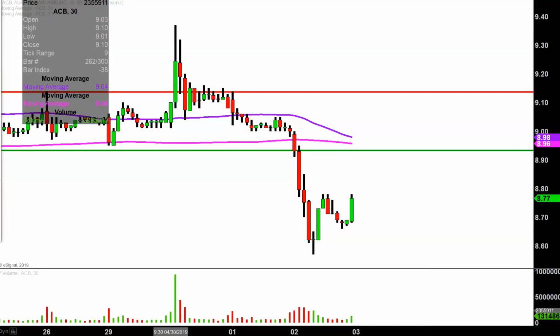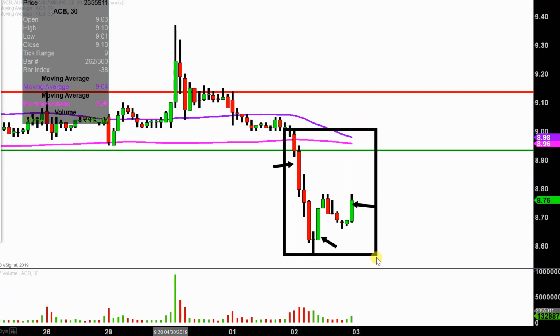Real quick, what do I mean by 30-minute, in case maybe you're new to charts? Instead of each one of these candlesticks representing 1 day's worth of time, which is what you would normally see, each one represents 30 minutes. So while this may look like several days, it's actually just today's price movement, Thursday, broken down into 30-minute time slices.